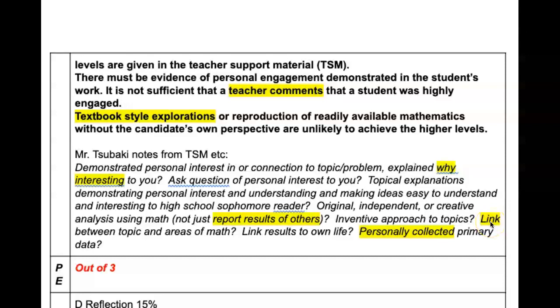Making the link between your hobby and math, that is a really good way of showing personal engagement, especially if it's something, again, unique. Generating your own data, that's something that can show personal engagement.